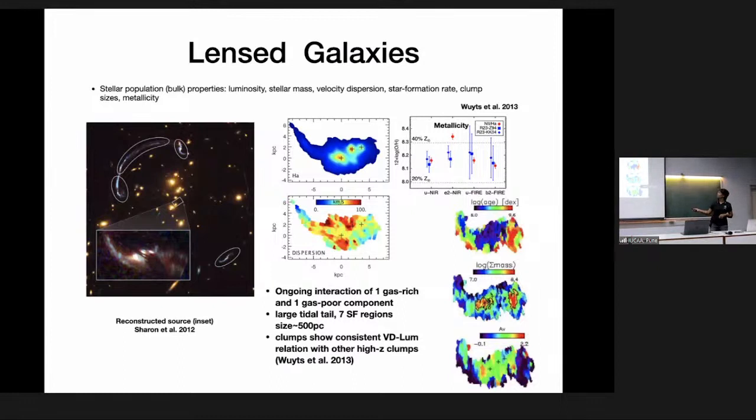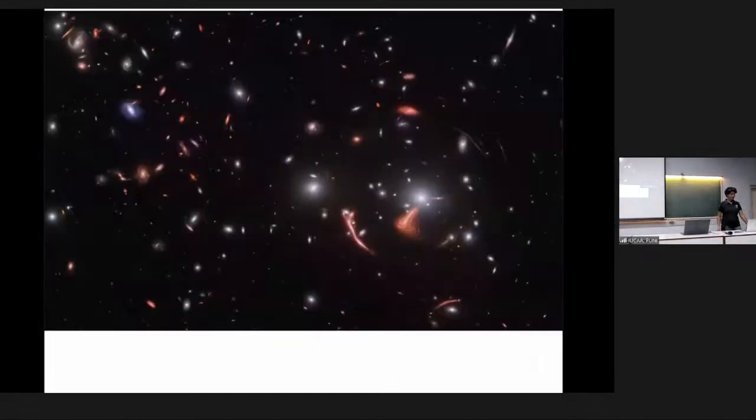Here I'm showing some results from Sharon et al. and other collaborators, White et al. and so on, where they have looked in further detail at this particular background galaxy to study the velocity dispersion, the age profile, the metallicity profile, the surface mass density, and so on, to better understand the star properties like the star formation rate, what the sizes of the different clumps are that you can see here, what the metallicity is in these galaxies, and so on. And this is just a teaser shown here.